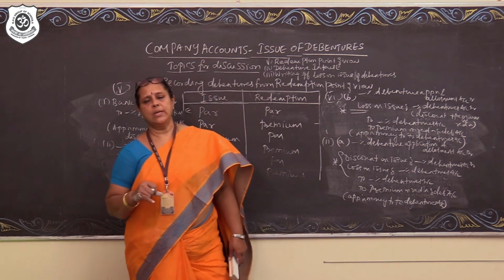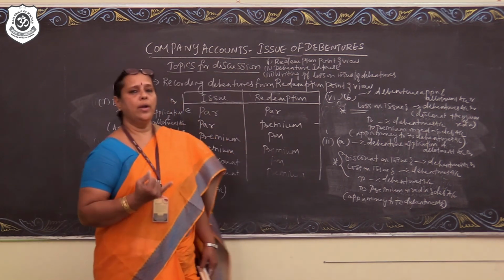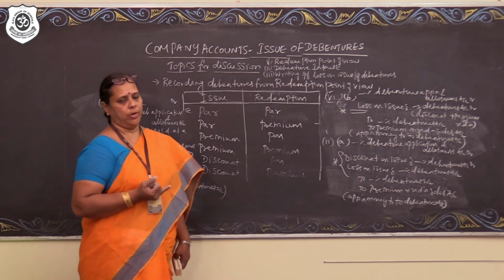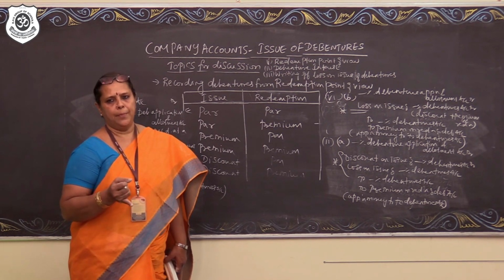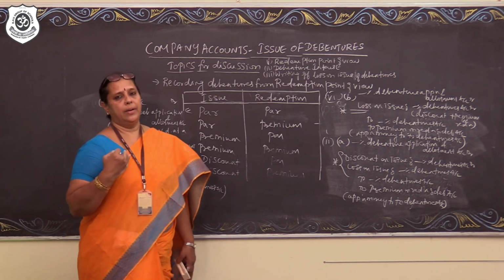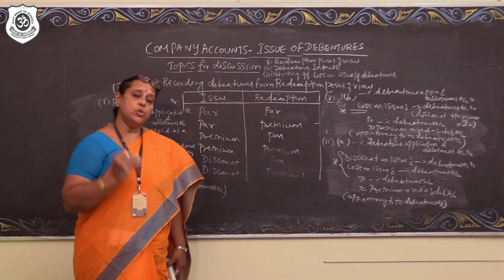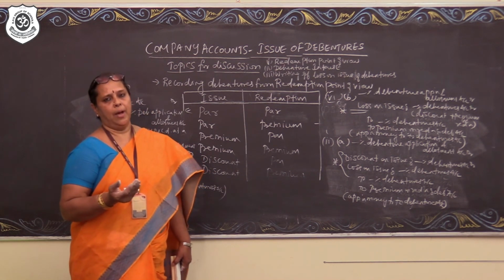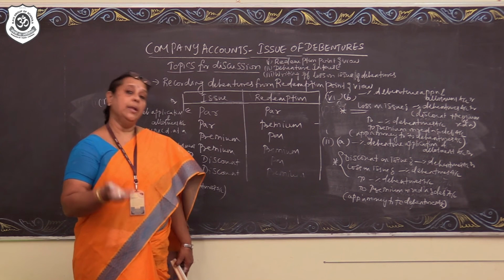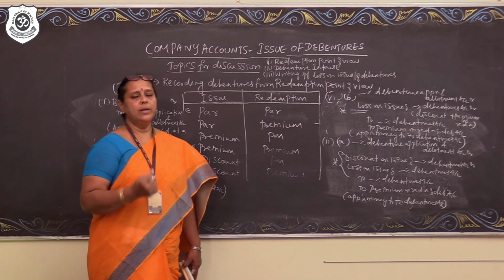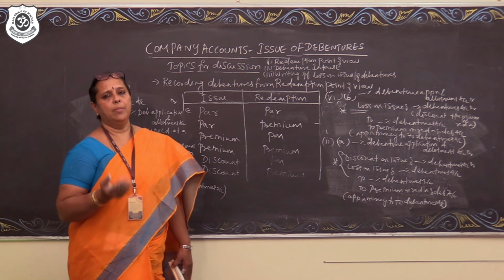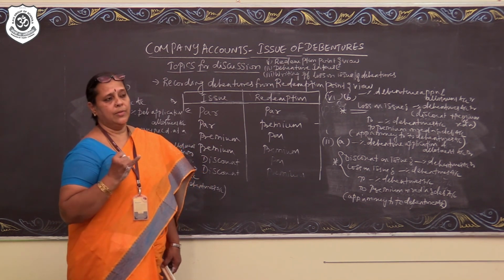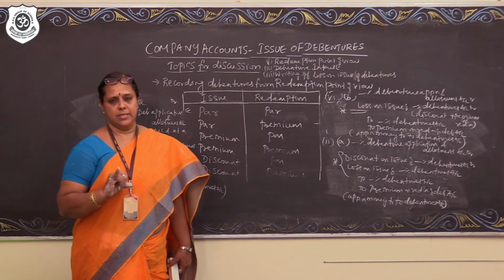So, in this concept, we learned about recording the debentures from redemption point of view. So, debentures can be issued at par, redeemable at par, issued at par, redeemable at premium, issued at premium, redeemable at par, issued at premium, redeemable at premium, issued at discount, redeemable at par, and issued at discount, redeemable at premium. So, we have seen 6 different cases.